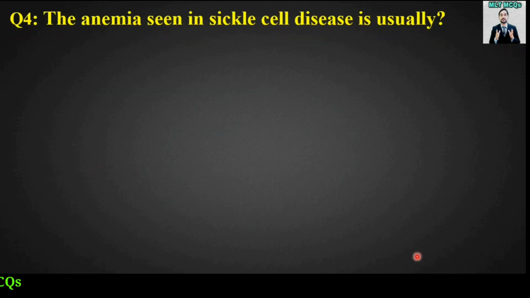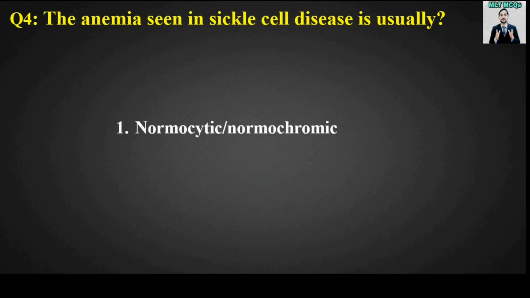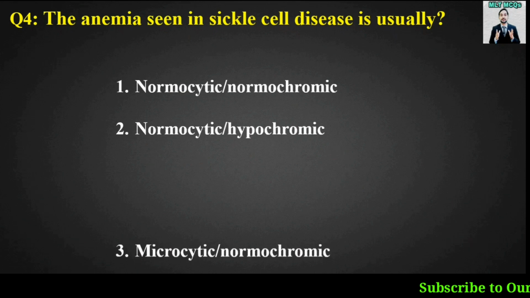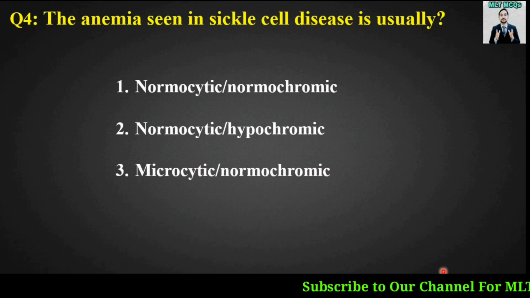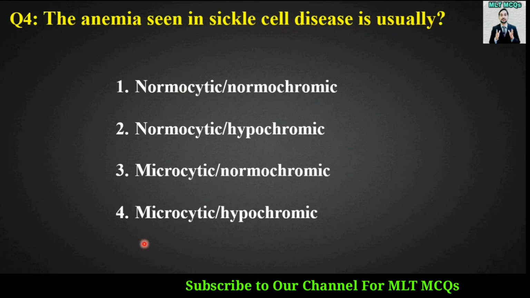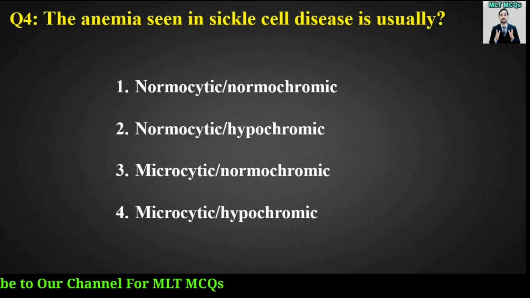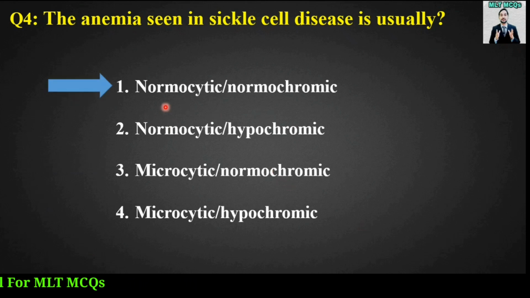MCQ number 4 is, the anemia seen in sickle cell disease is usually. Options for this MCQ are normocytic normochromic, normocytic hypochromic, microcytic normochromic, or microcytic hypochromic. And the right answer for this MCQ is option number 1, normocytic normochromic.